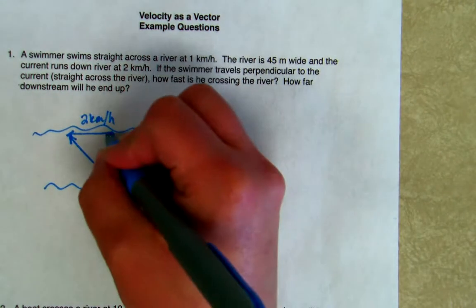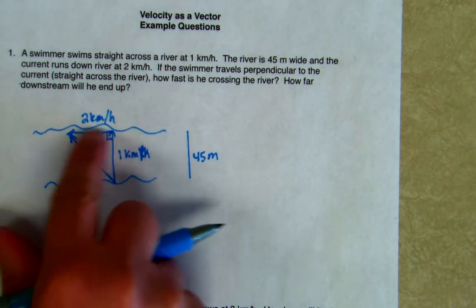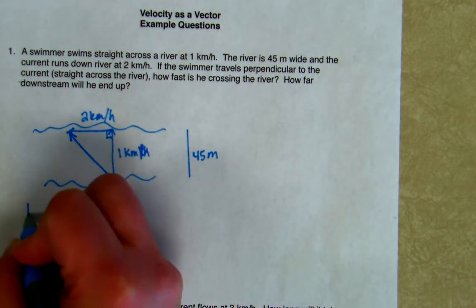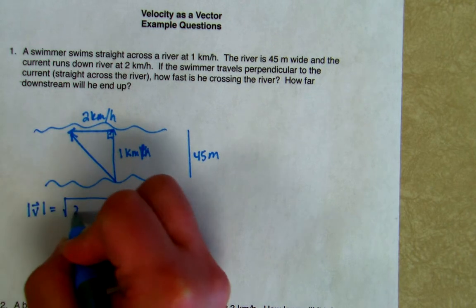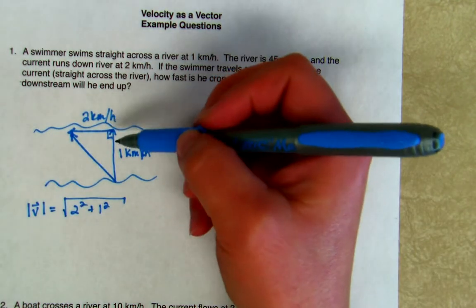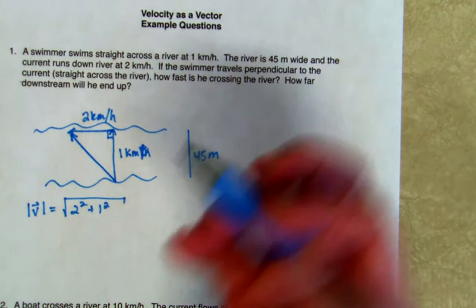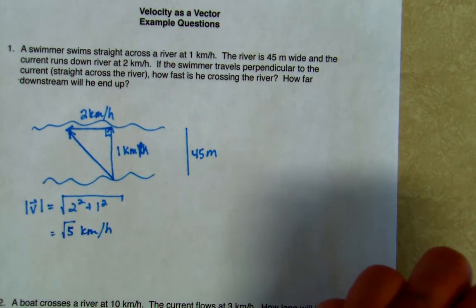Well, the good news is I have a right angle triangle, and these are all velocities, so it has to work. So the magnitude of this velocity or speed is going to be the root of 2 squared plus 1 squared. That's just the Pythagorean theorem. I square 1, square 2, add them, and then root it. So it's going to be root 5 kilometers per hour.